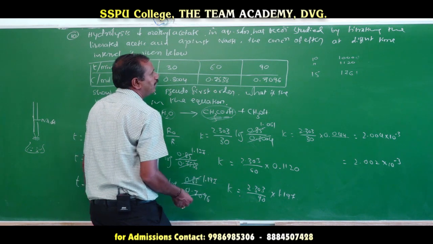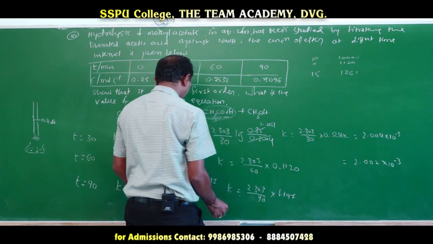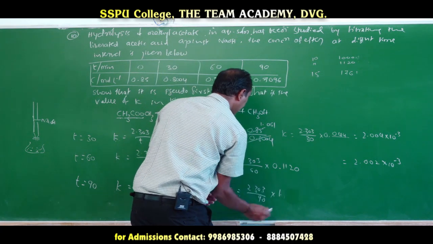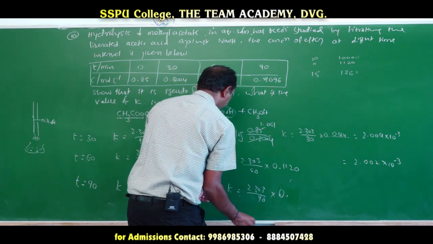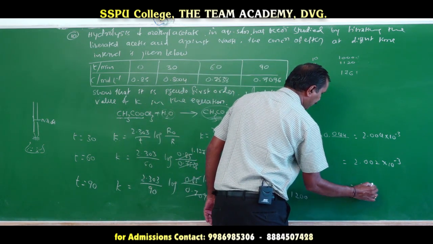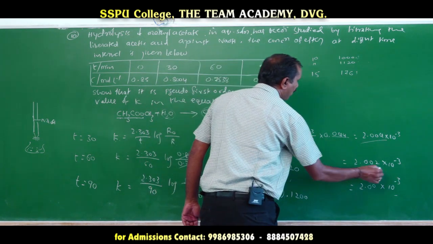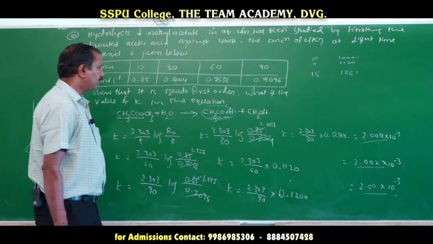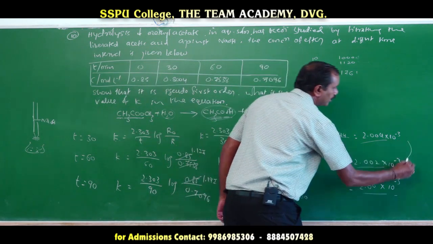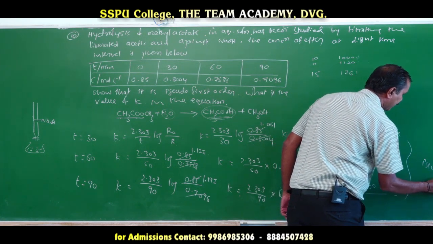So 1.197, it becomes 1200, 0.1200. Then finally we may get the answer 2.00 something into 10 to the power of minus 3. So here you see the value of K remains constant at different time intervals. If the value of K remains constant at different time intervals, then it is pseudo first order kinetics.